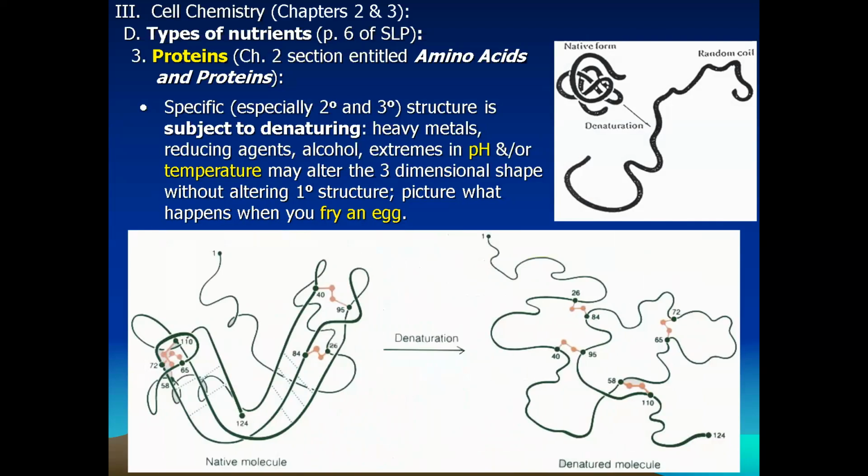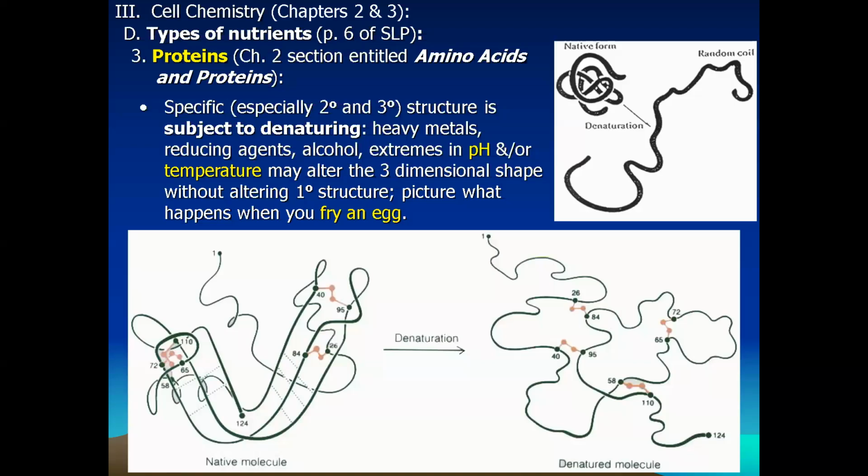Larger protein globs are subject to denaturing, and that's the permanent destruction of hydrogen bonds, which affects secondary and tertiary structure right there. In lab 3, we'll mostly be talking about pH extremes and temperature extremes. But other things can cause denaturation as well: heavy metals, reducing agents, alcohol.